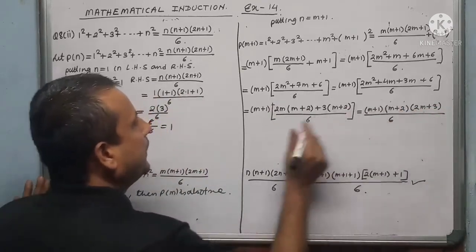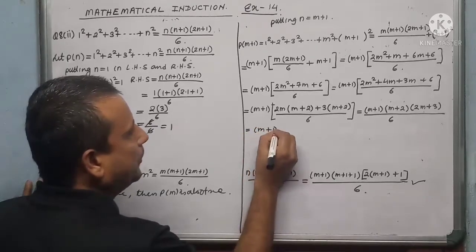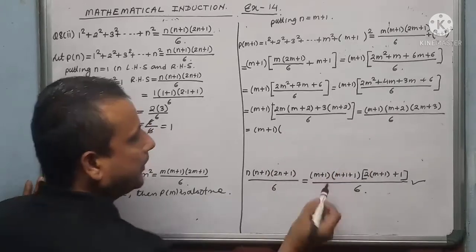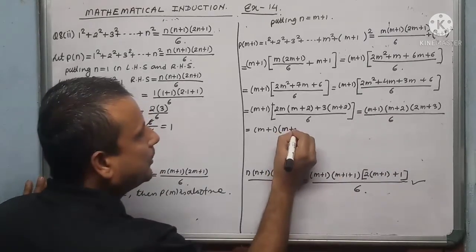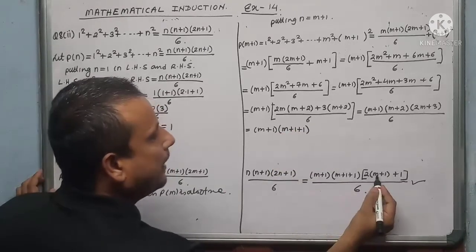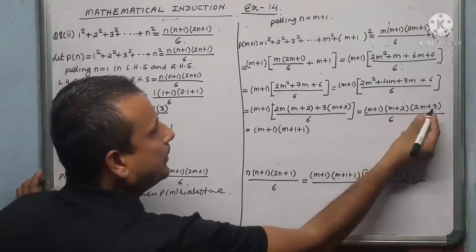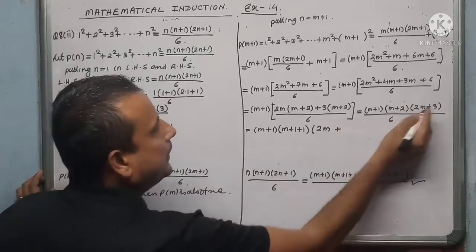Now I'll adjust this quantity in terms of this formula. Say m plus 1. What do we require next? m plus 1 plus 1. m plus 2 is there, so I'll write m plus 1 plus 1. But what do we require over here? 2 into m plus 1 plus 1. And 2m plus 3 is there, so I'll write this quantity as 2m plus 3.